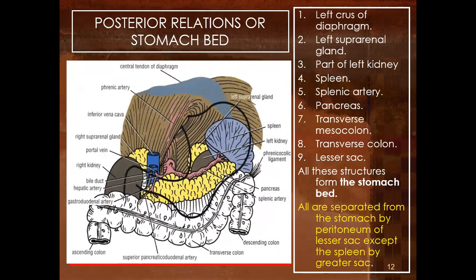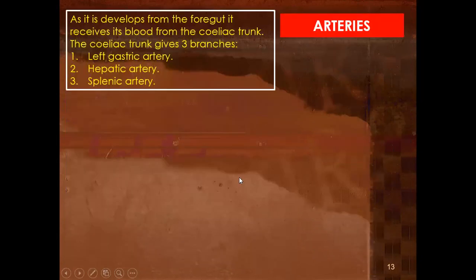So here again you can see all the structures: the left kidney, the left suprarenal gland, spleen, the pancreas, the splenic artery and the vein, transverse colon, transverse mesocolon. All these structures form the stomach bed.